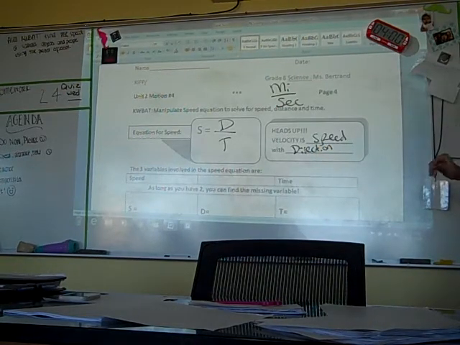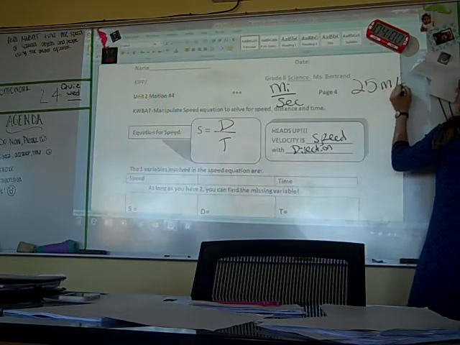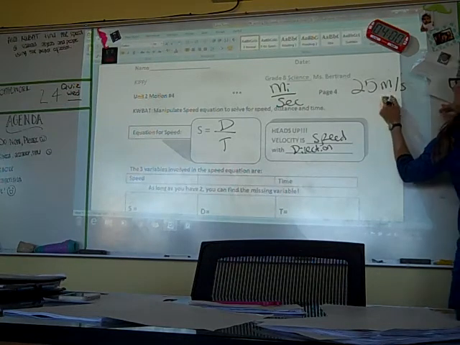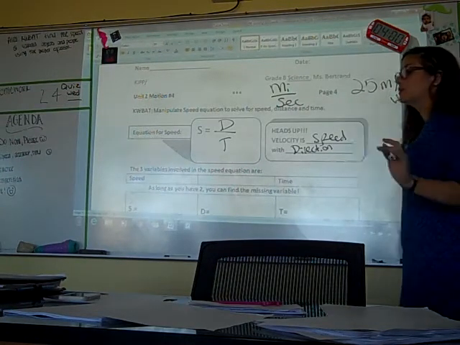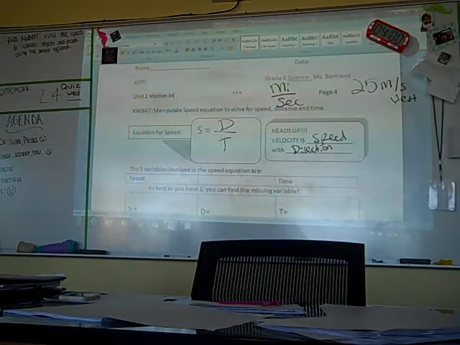Nice job, Kim Myers. Nice job, Brianna. So this, like 25 meters per second, this is the speed. How I would change it into a velocity is right west. Give me another one, Luna. 30 miles per hour east. Great. Give me another one, please.